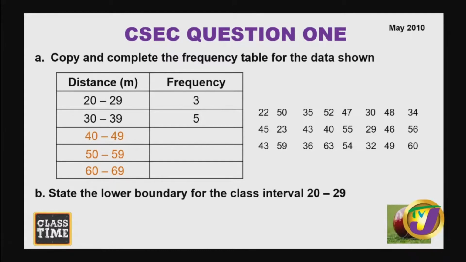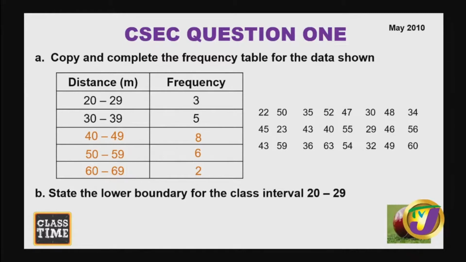Well, Latoya, remember that the frequency table is supposed to represent the given data. So if we look back at the raw data, we'll notice that the highest value we had there was actually 63. But we couldn't stop at 63 here because the class width is supposed to be 10. And so we had to go from 60 to 69.